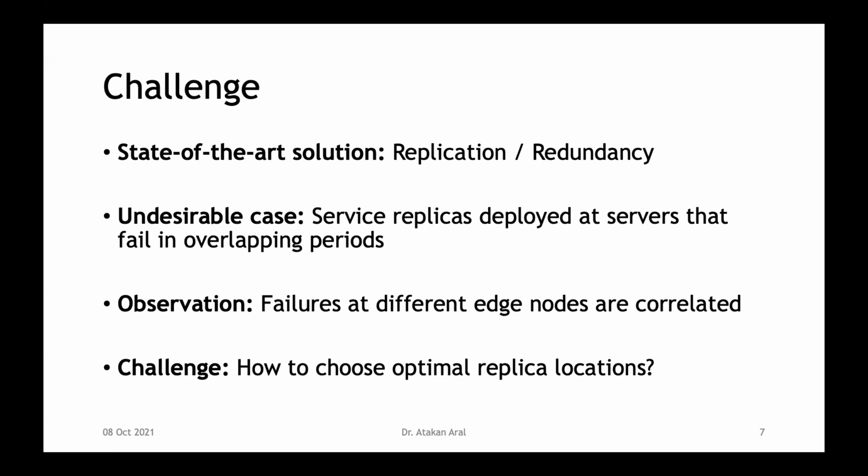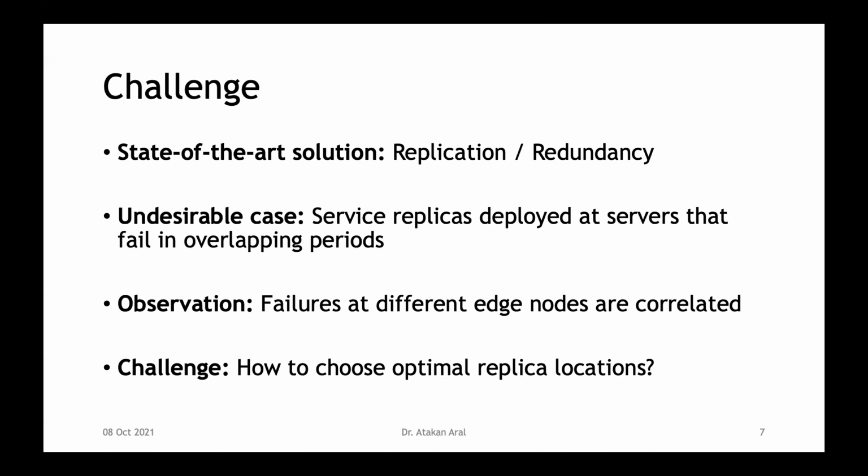And when we use replication, the undesirable case is that replicas of a service are deployed at servers that fail in overlapping periods, which means if I have 3 copies of my service and I deploy it in 3 edge servers, somehow these 3 servers fail at the same time. And we showed that this is actually possible, because in edge computing, failures can be due to various reasons that I will talk about. These failures can be correlated. They might, for example, have the same cause, resulting in concurrent failures.